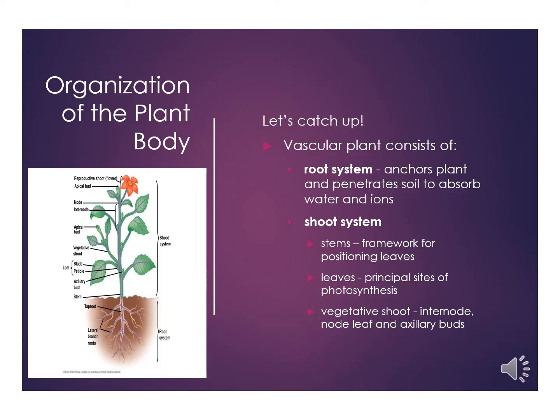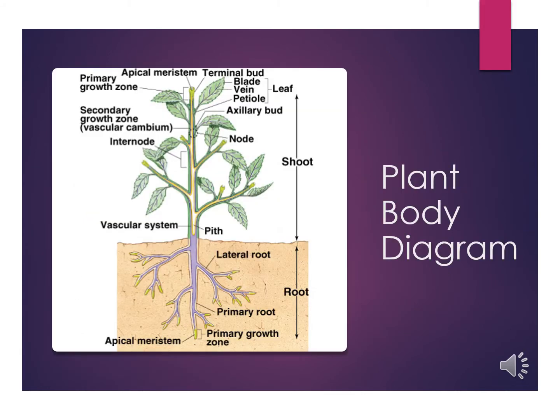Let's catch up. A vascular plant consists of a root system and a shoot system. The root system will anchor plants and penetrate soil to absorb water and ions. Meanwhile, the shoot system consists of the stem, the leaf, and the vegetative shoot. This is a plant body diagram. Plants consist of shoot and root systems. From this diagram, you may look at which part is involved with primary growth and which part is involved with secondary growth.